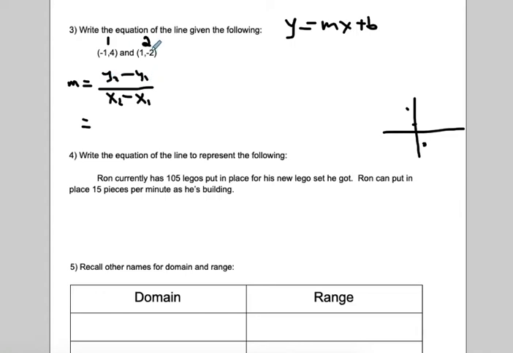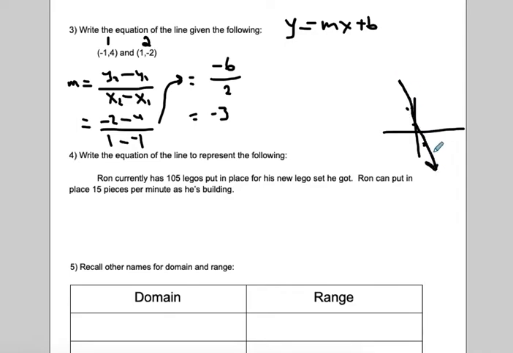So my y2 is negative 2, subtract my y1, which is 4, all over my x2, subtract my x1. Negative 2 minus 4 is negative 6, and 1 minus a negative 1 is the same thing as 1 plus 1, which is 2. In this case, look at that, a slope of negative 3. And that seems to fit the bill if I were to draw a line accurately through there. It's a very steep negative slope.